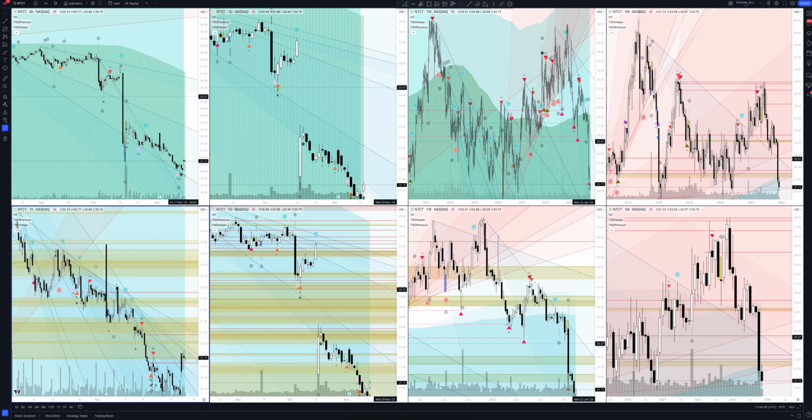Today we will take a look at NetScout Systems Inc. stock. Let's analyze the market situation and find out how you can make money on it. Let's start.